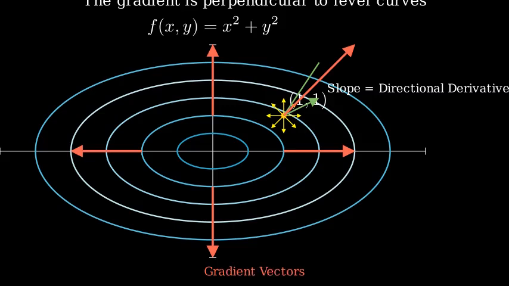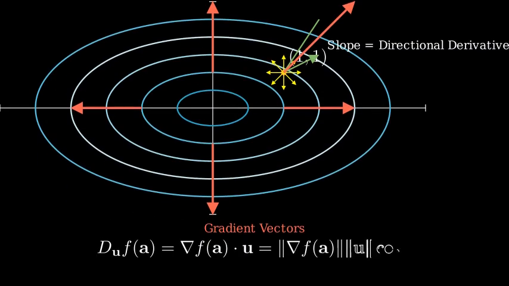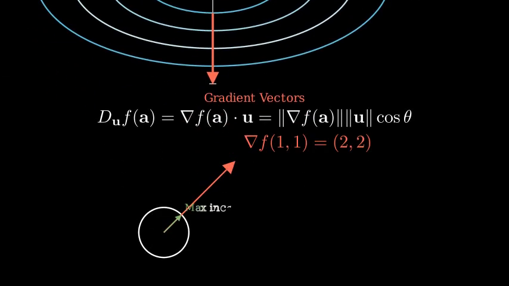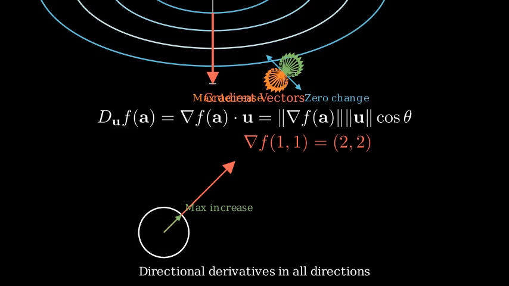Now, let's understand how directional derivatives change based on direction. Recall our formula. The directional derivative equals the dot product of the gradient and the unit direction vector. When the direction aligns perfectly with the gradient, we get the maximum value. When the direction is perpendicular to the gradient, the directional derivative is 0. And when the direction is opposite to the gradient, we get the minimum negative value. Let's visualize the directional derivative in all directions from our point at 1, 1.